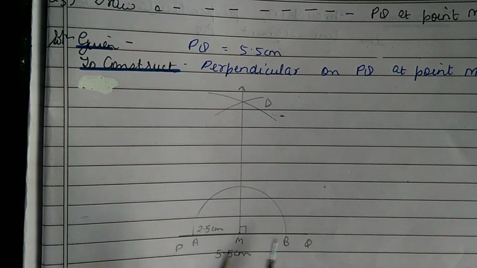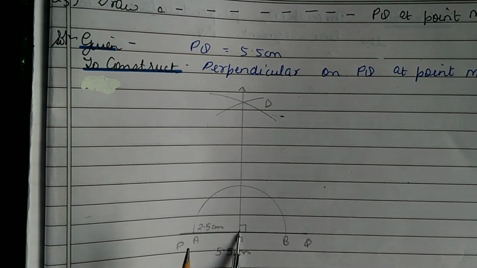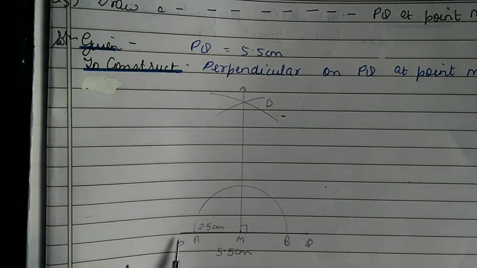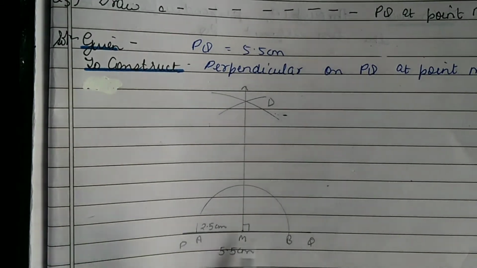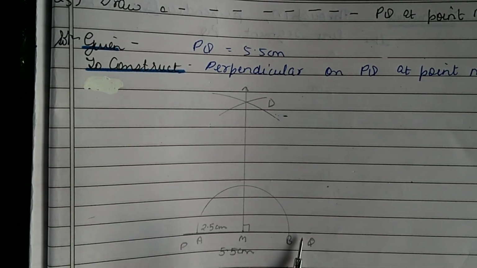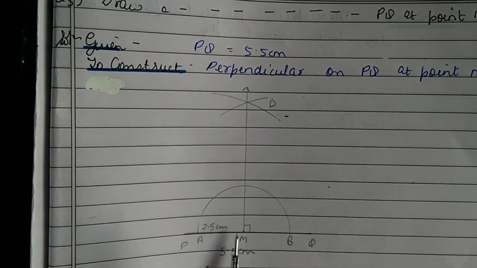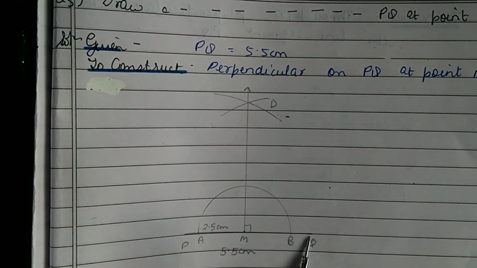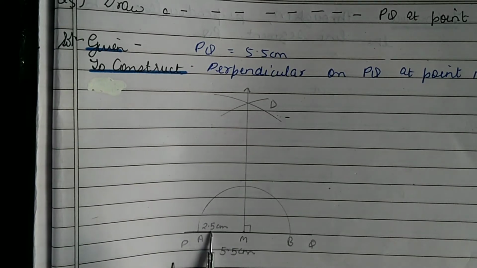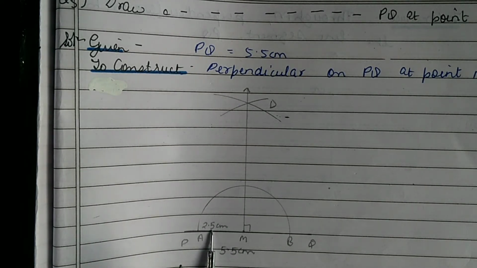मतलब PQ लाइन सेगमेंट पे एक पॉइंट है, आपको ऐसा मार्क करना है जिससे कि PM की लेंथ 2.5 centimeter आए. This whole PQ is 5.5 centimeter. It is given in the question. You have to mark this point M on this line segment PQ such that PM equal to 2.5 centimeter.